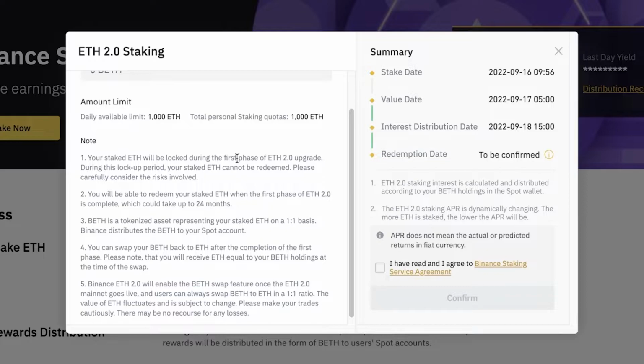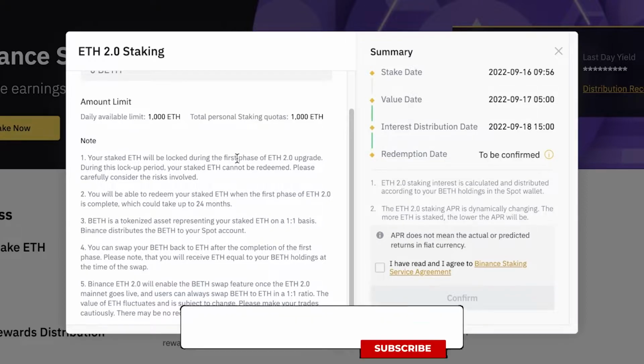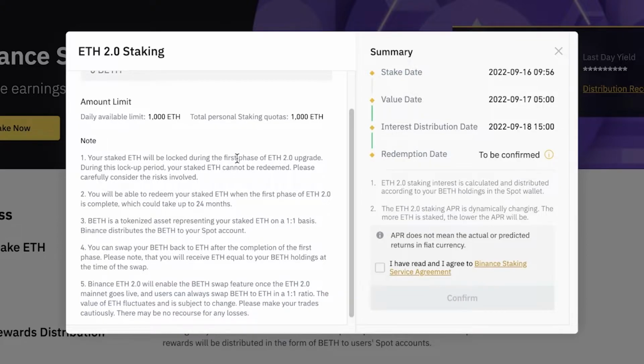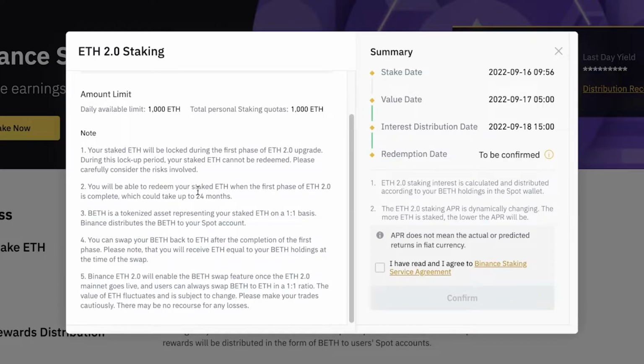So you will only be able to redeem your staked Ethereum once the first phase is complete, which could even take up to like 2 years. And then you can swap your Binance Ethereum, which would be the yield that you get, to normal Ethereum after the completion of the first phase. So you will be basically withheld in this contract where you will not be able to redeem your money.